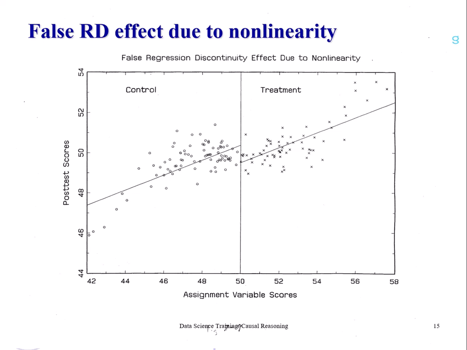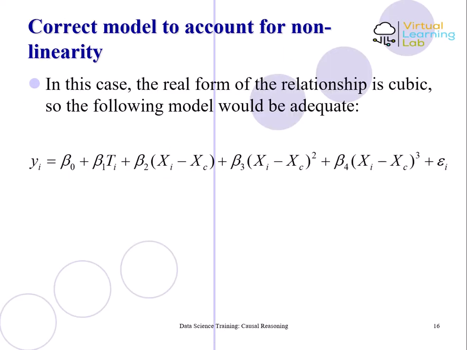So here is an example where there is nonlinearity in the relationship between post-test and assignment variable, which gives an impression of a treatment effect when there isn't any. And to be able to control for that, you would want to model the relationship in the absence of treatment. So here is a model where that would be appropriate for the data shown in the previous slide, a regression model with quadratic and cubic terms, modeling that nonlinear relationship between y and x.